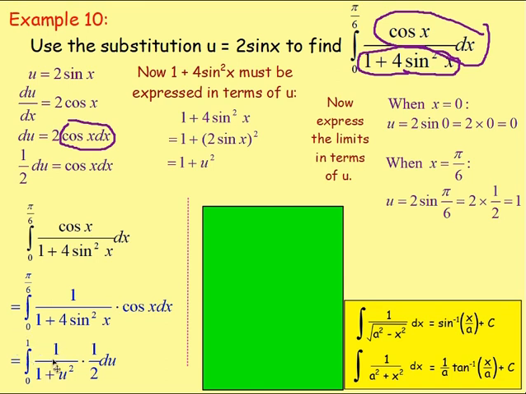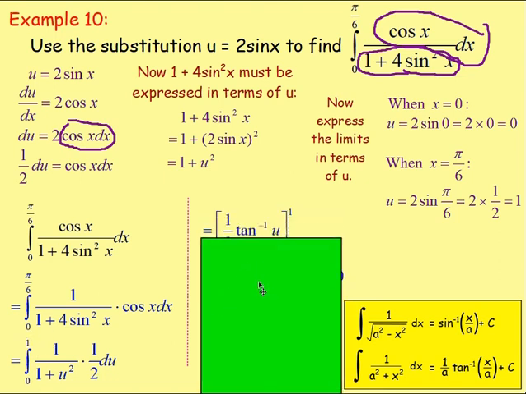So now we're integrating 1 over 1 plus u squared times a half du between 0 and 1. The half just stays as 1 half. Then, using this formula, you've got 1 over a squared plus x squared, where a in this case is just 1. So we'd have 1 over 1, which disappears, and tan to the minus 1 of x over a. But x is u, so we have u over 1, which is just u. So we're left with a half times tan to the minus 1 of u.